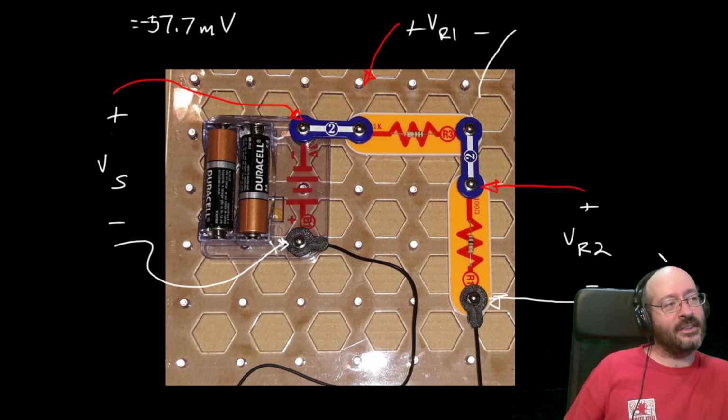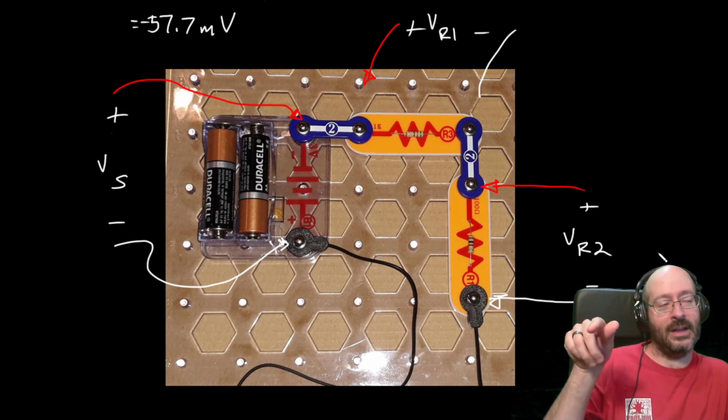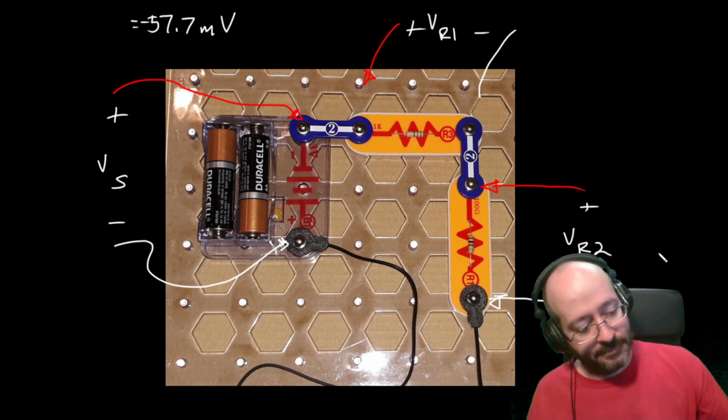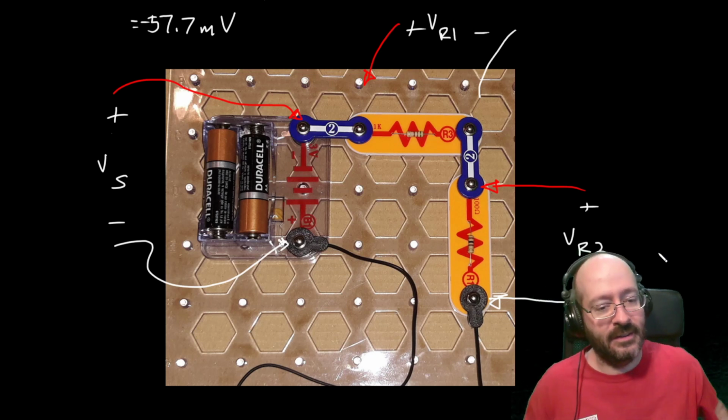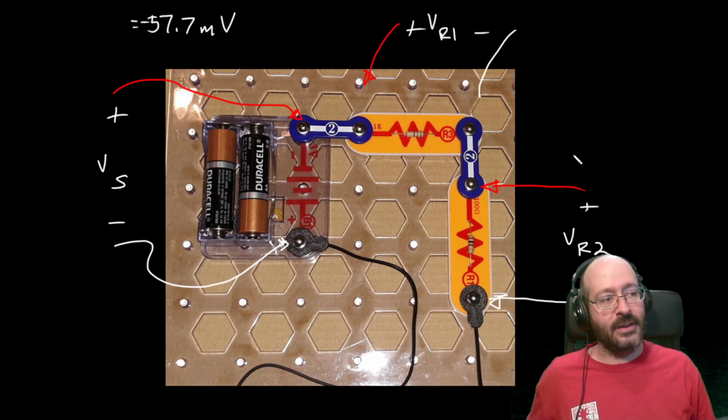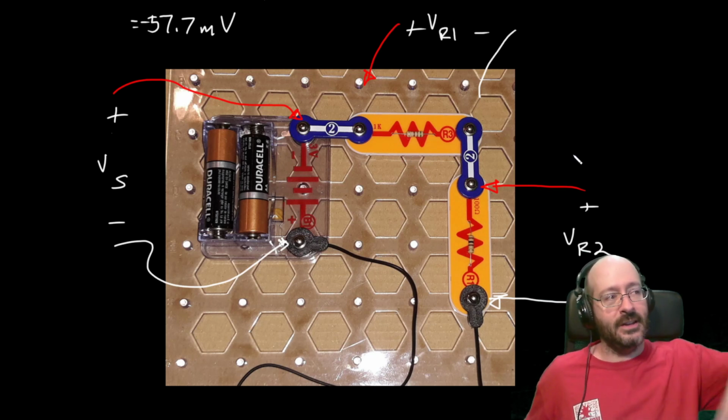Since I flipped the battery, you can either call it negative or you can swap the schematic symbol, but that's going to make current flow the opposite way. I do apologize for that. But go ahead and take those three measurements, and hopefully they're going to match what we calculated with the voltage divider.